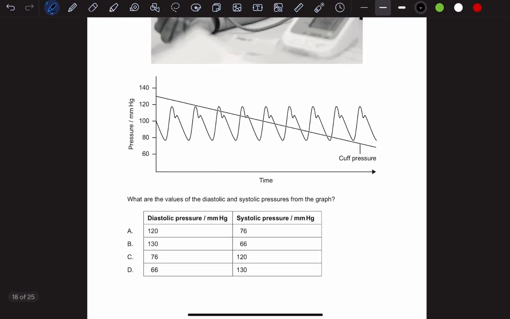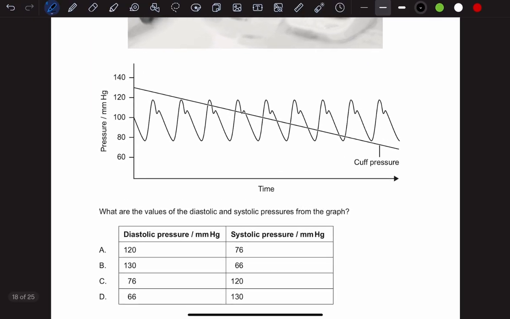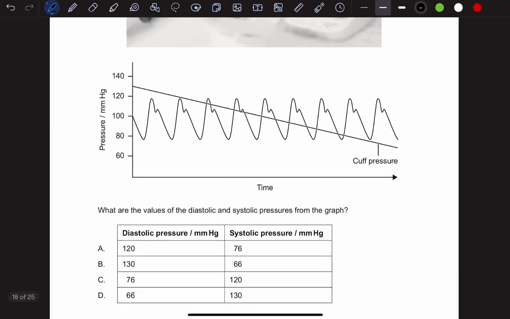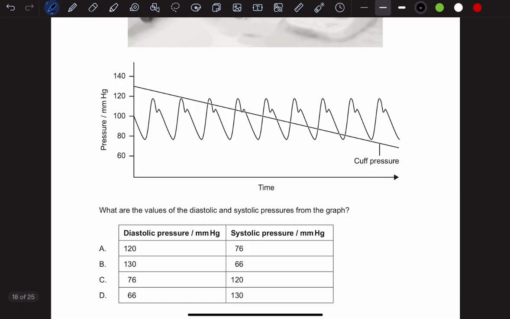So we want to look at the diastole and systole. We know that for the diastole we're looking for the smaller one, and for the systole we're looking for the larger number. Systolic pressure seems to be around 120. Diastole is just below 80, I would say around 76. Right, there we go.